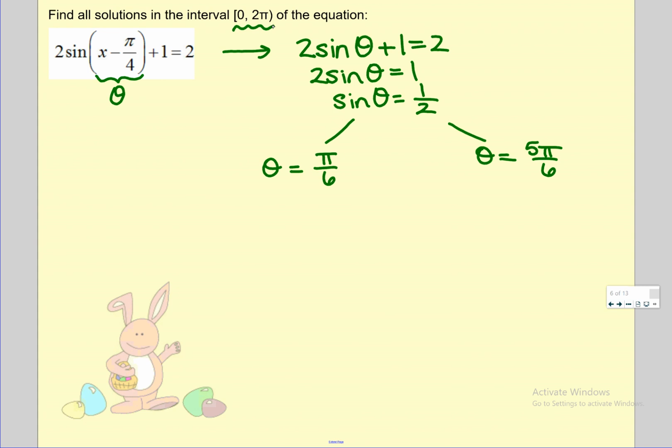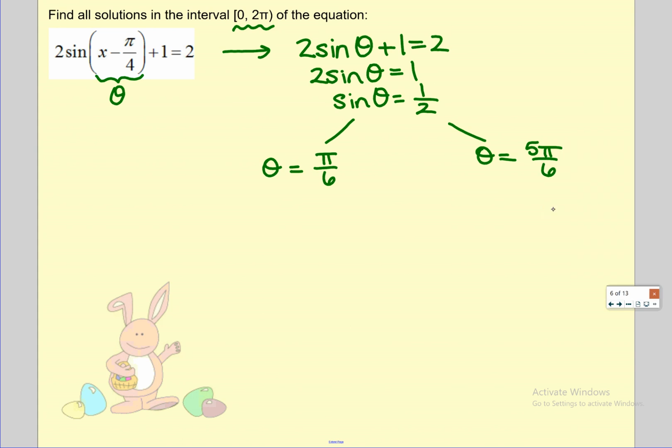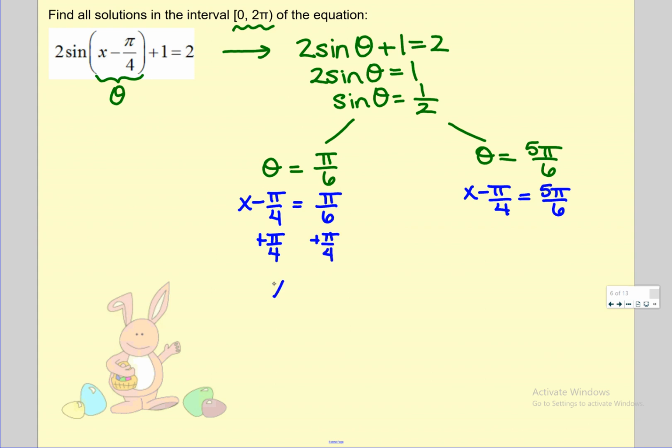But remember we had an x in the original problem. Once I have theta, I'm going to go back and put in what I started with. Instead of theta, x minus pi over 4 is equal to pi over 6. X minus pi over 4 is equal to 5 pi over 6. And now how do I solve for x in both of those equations? You can get a same denominator. You're adding pi over 4 to both sides.